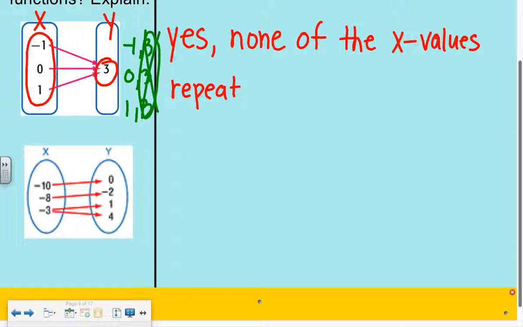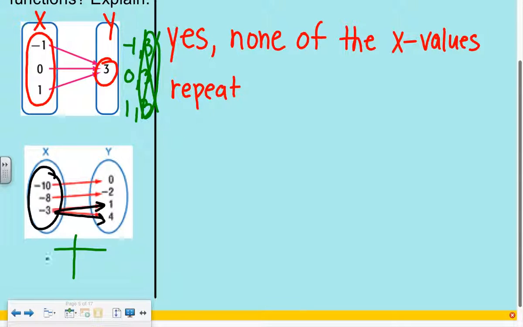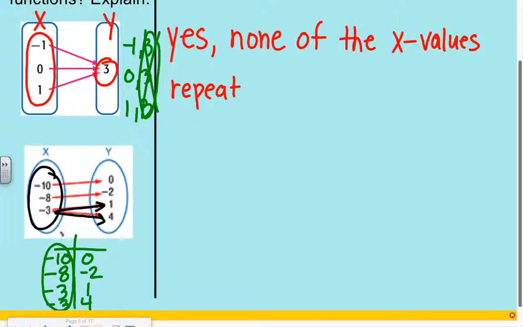All right, here's another mapping. So let's look at our x values. So the negative 10 goes to 0, the negative 8 goes to negative 2, and then you'll notice that there are 2 lines leaving the negative 3. This means that negative 3, 1 is one ordered pair, and negative 3, 4 is another ordered pair. So if I wanted to write this as a table, my coordinates would be negative 10, 0, negative 8, negative 2, negative 3, 1, and negative 3, 4. So if I looked at my left-hand side, my x values, negative 3 repeats, so that is not a function.